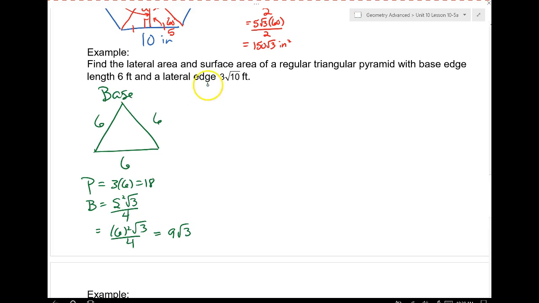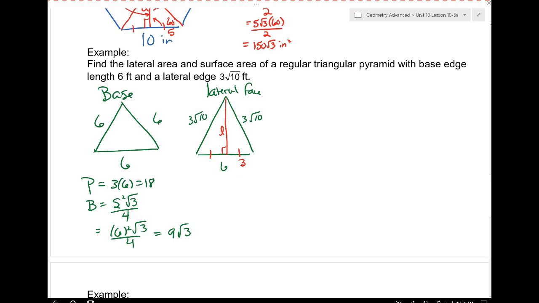Slant height. So how about if we draw a lateral face here to give us another visual? This is what we know. We know this is 3 root 10, this is 3 root 10, and this is 6. What do we need? Slant height. What is that slant height? What point does it go to on the base? Midpoint. So isn't this true?